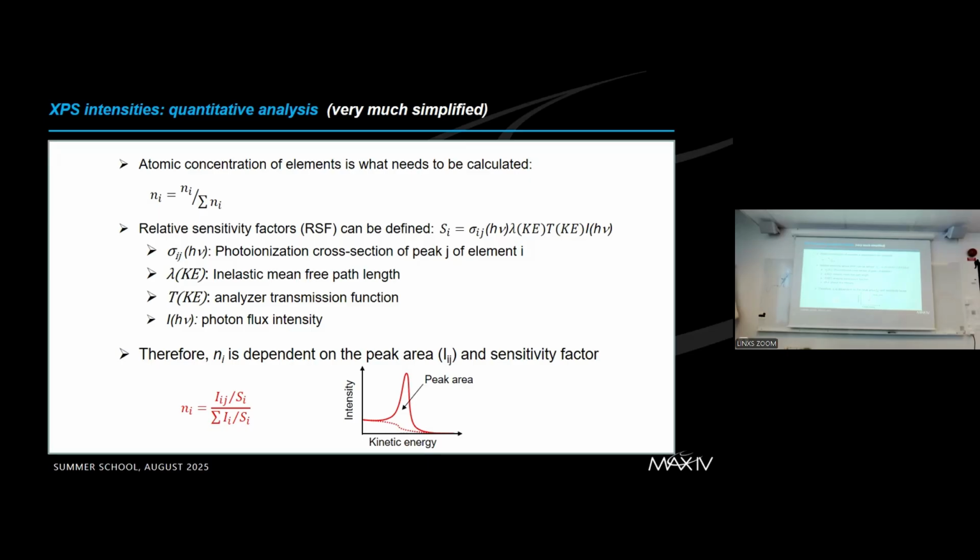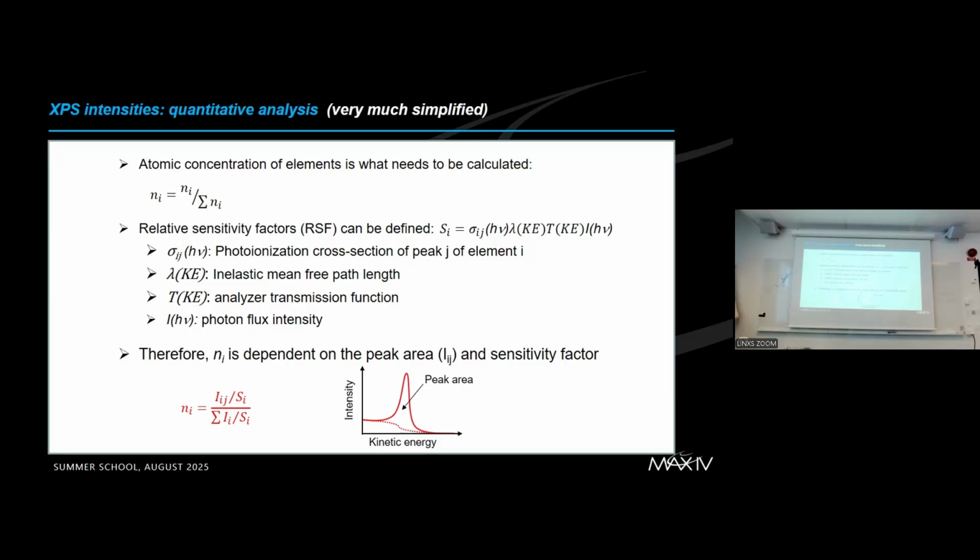But in practice, at least at synchrotron, people try to use the same kinetic energy, so at least they have the same inelastic mean-free path and the same analyzer transmission function for comparison. So they try to adjust the photon energy in such a way that the kinetic energy of the two lines you want to compare is the same. Then it's much easier, because you only have to look into the photoionization cross sections and the photon flux which you're using for these two.